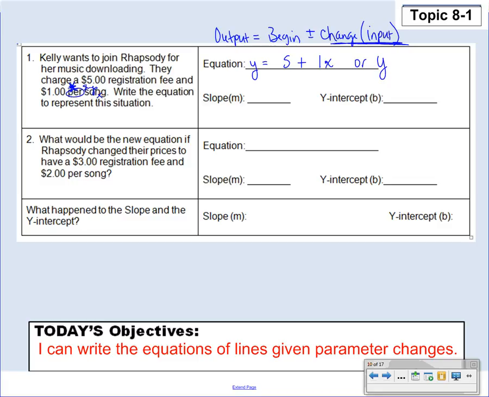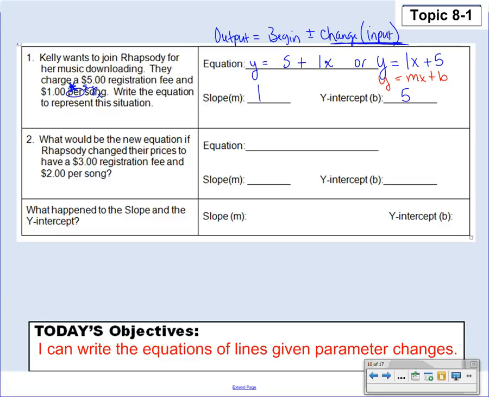So I can also change it around so it looks like the y equals mx plus b form, putting the number with the x first and then my beginning last. This is now in y equals mx plus b. M is our slope, and so our slope is 1, and our y-intercept is 5.